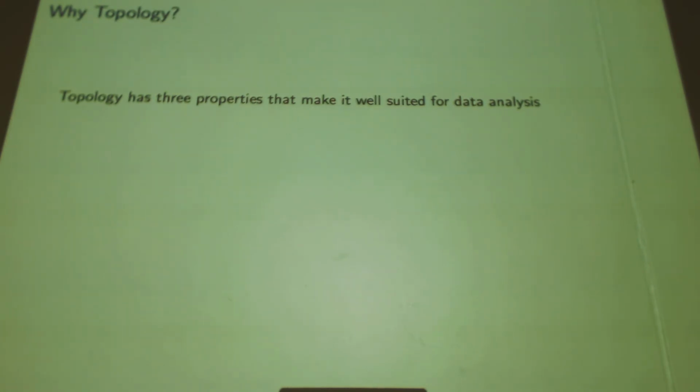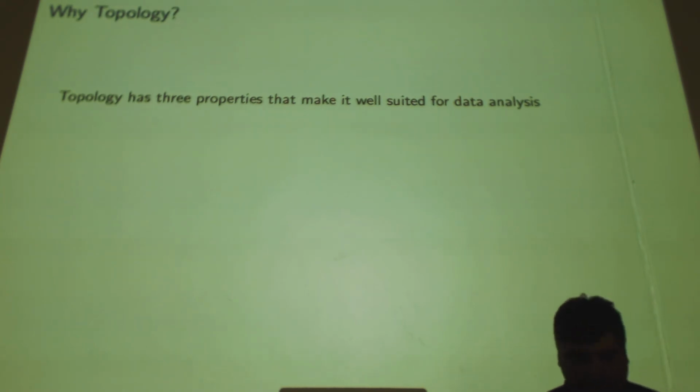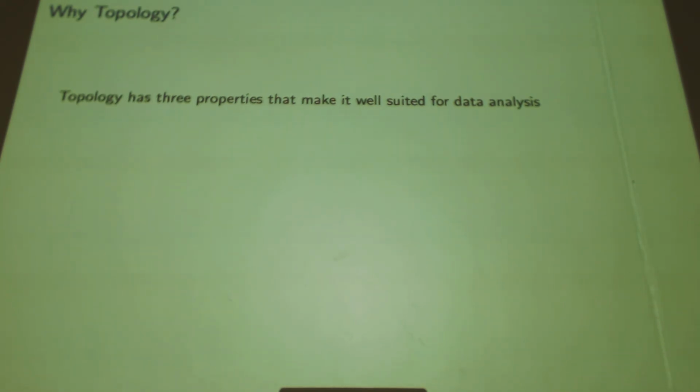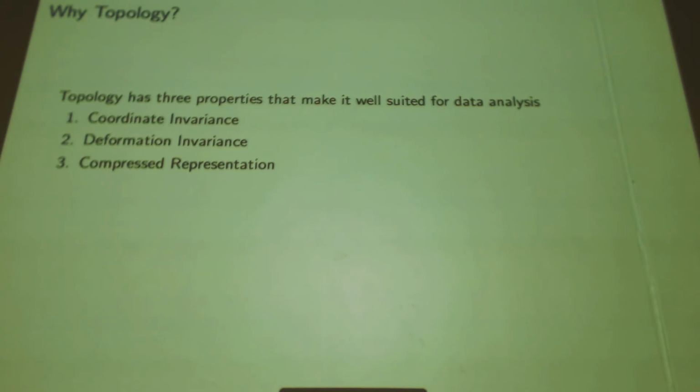Okay, so those were my kind of simple examples. And I'll come back to more examples at the end when I go through a bunch of use cases. But I want to take a step back for a moment and look at the why-topology question. Why would you expect topology to be good for data analysis? Topology has three properties: coordinate invariance, deformation invariance, and compressed representation. And these are the properties that we're really using when we create these summaries. So I'm going to go through them one by one and show you why that's important for data analysis.